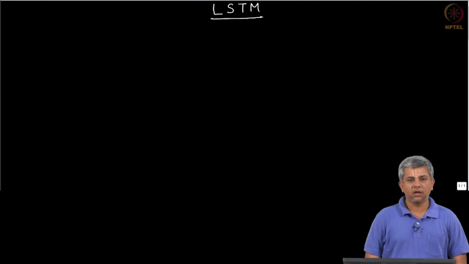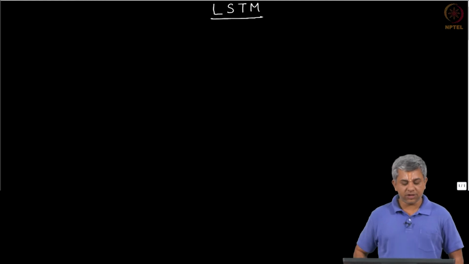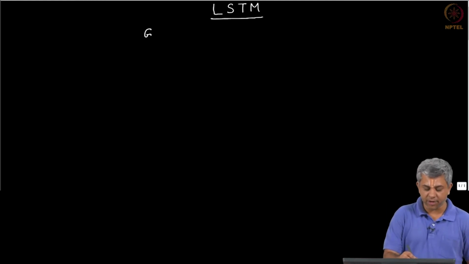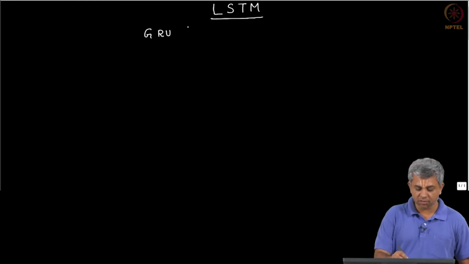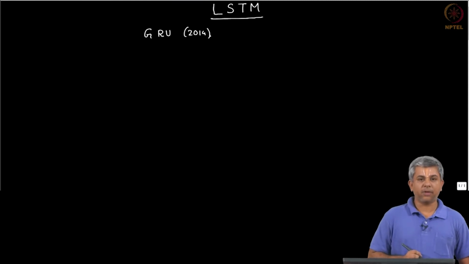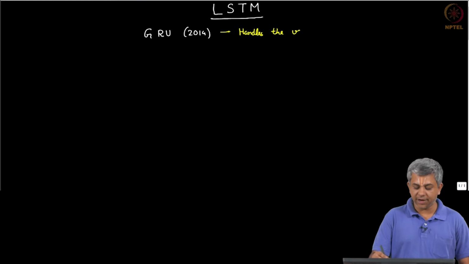Welcome back. In the previous video, we saw some variations of the RNN structure using GRUs, the gated recurrent unit. GRU of course is a recent version, 2014, and we saw that by introducing new weights and a slightly more complicated structure, we could probably handle the vanishing gradient issue.